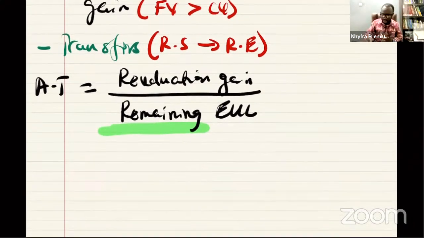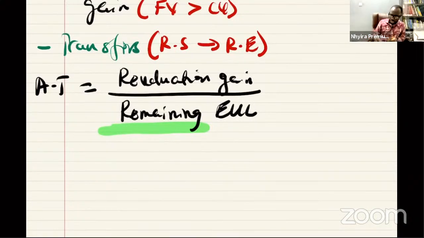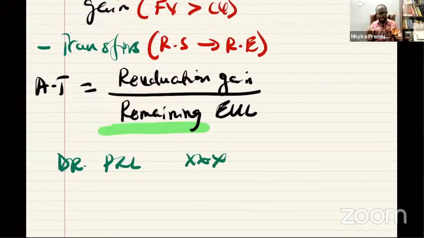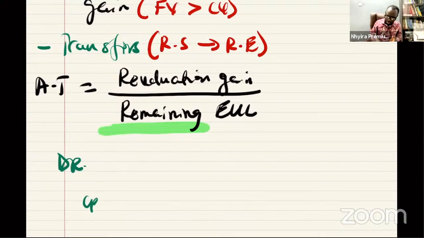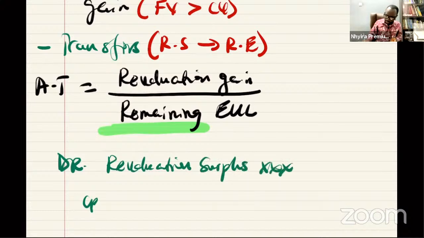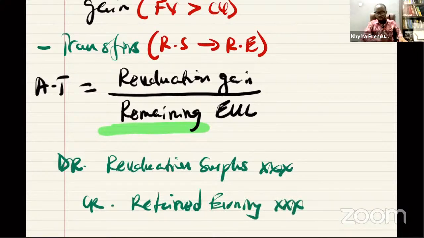How is the transfer done? Simple. We debit the revaluation surplus, okay? Then we credit the retained earnings. So that now we've reversed that excess depreciation that was charged.